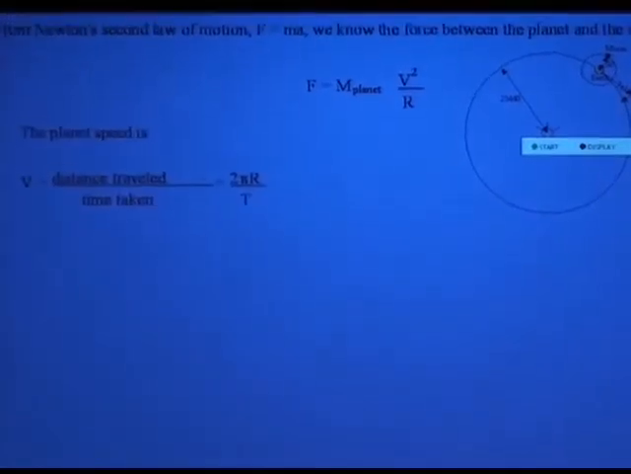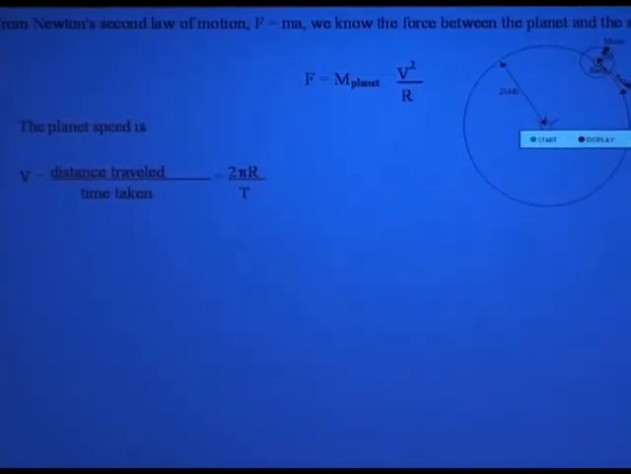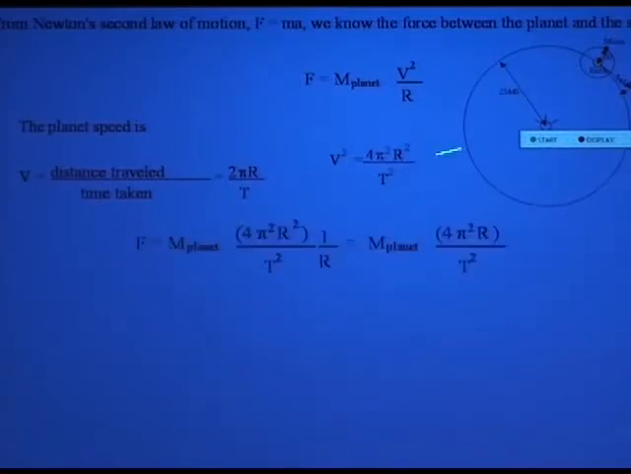Next he says, let me figure out the speed. Well, the speed again is the distance traveled divided by the time taken, and then you square that. 2 pi r over t, and you square it. I'm not going to do numbers now. I'm going to do symbols. So v squared is 4 pi squared r squared over t squared. Divided by r is 1 over r. So when you take this r and divide it into this r, you get the force is m planet times this value here.